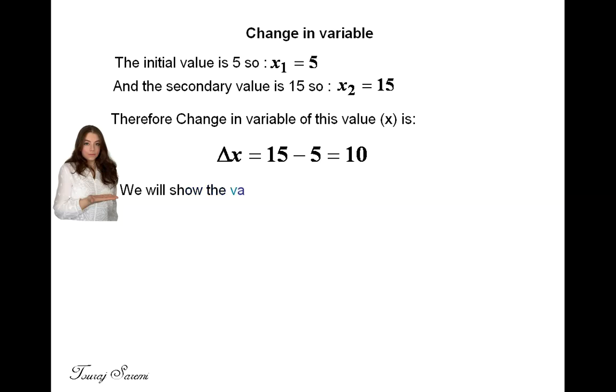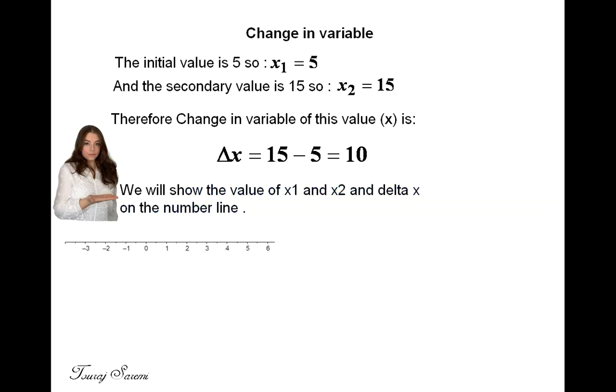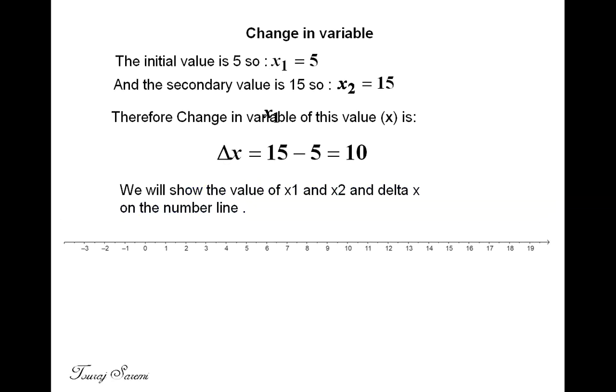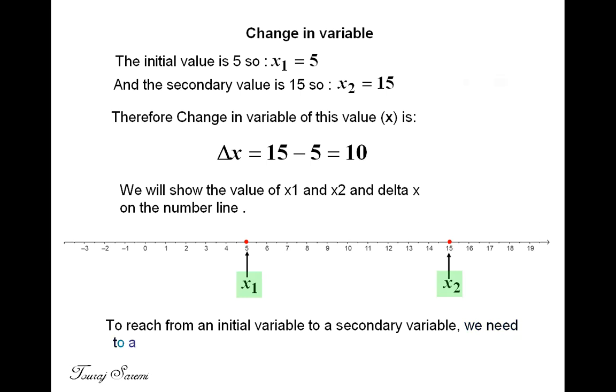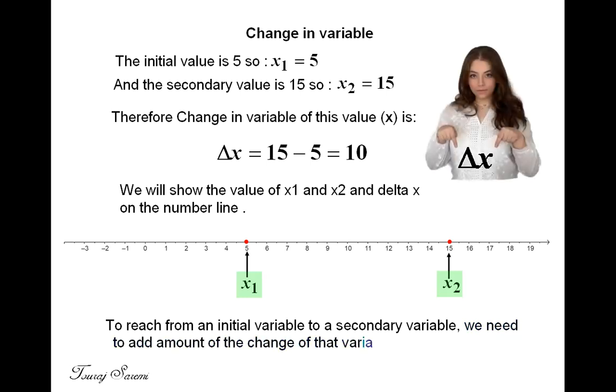We will show the value of x1 and x2 and delta x on the number line. x1, x2. To reach from an initial variable to a secondary variable, we need to add the amount of the change of that variable to the initial value.